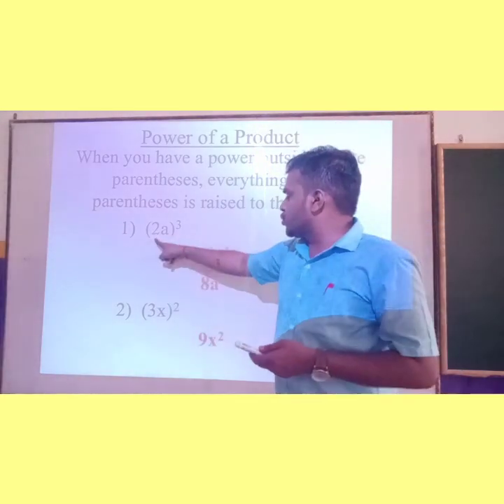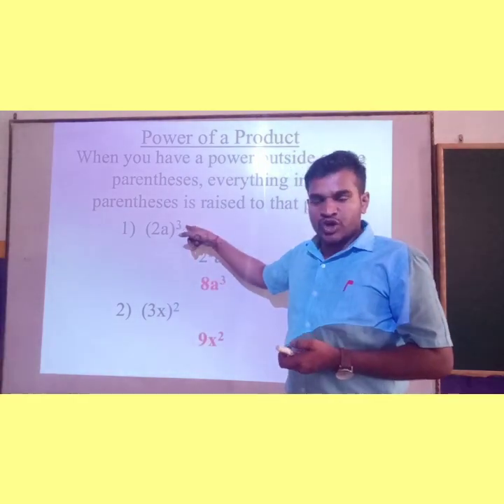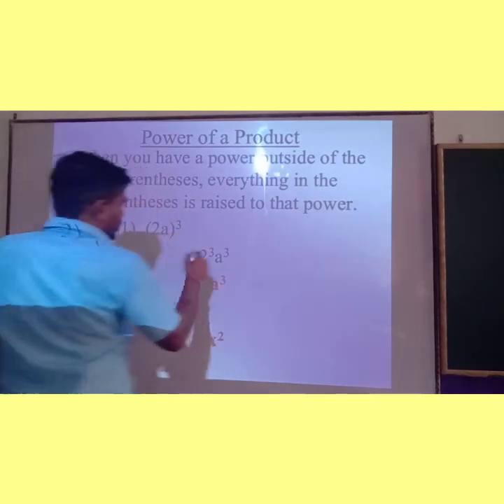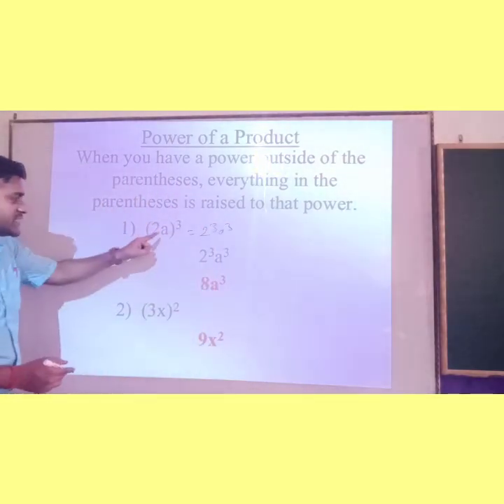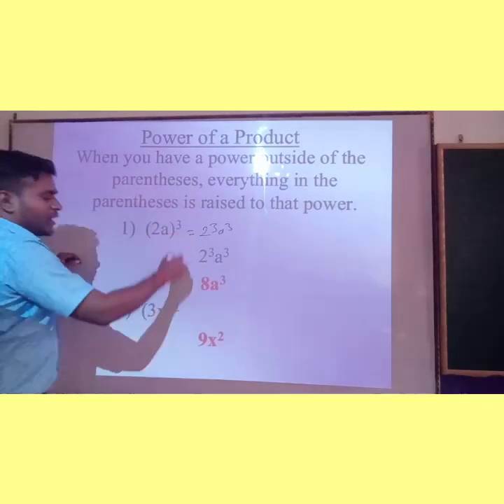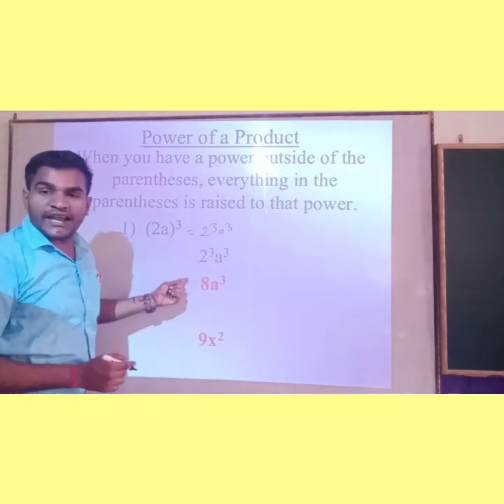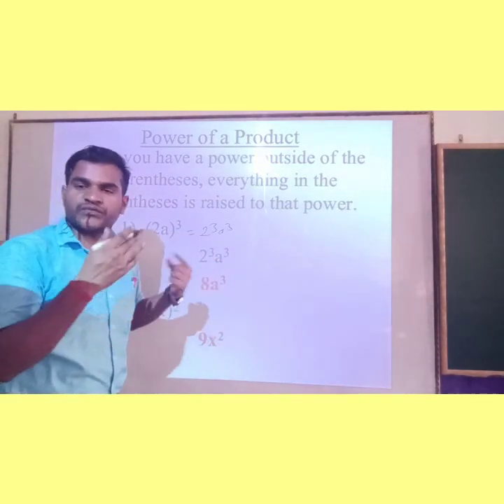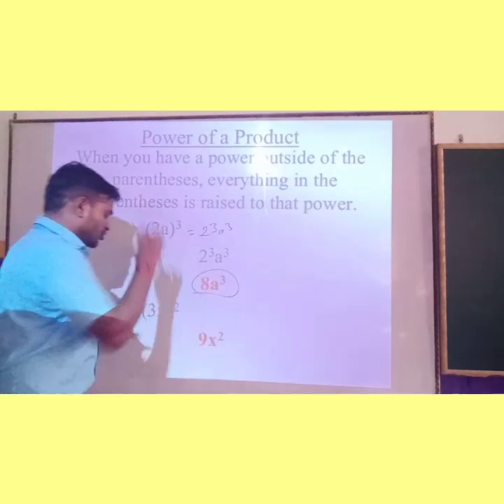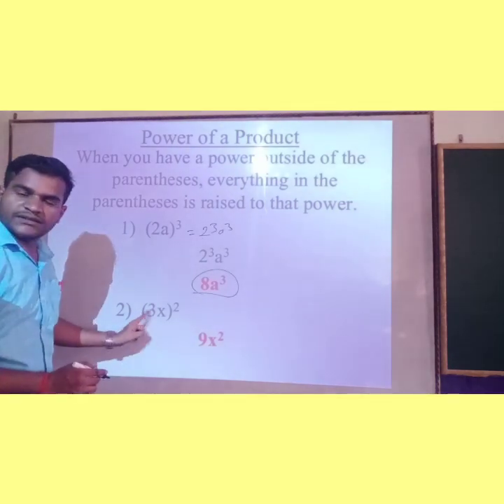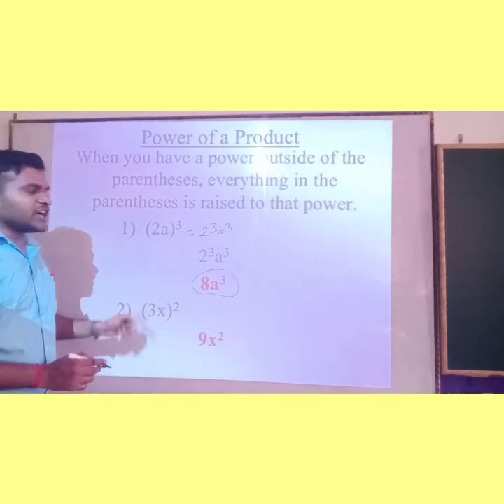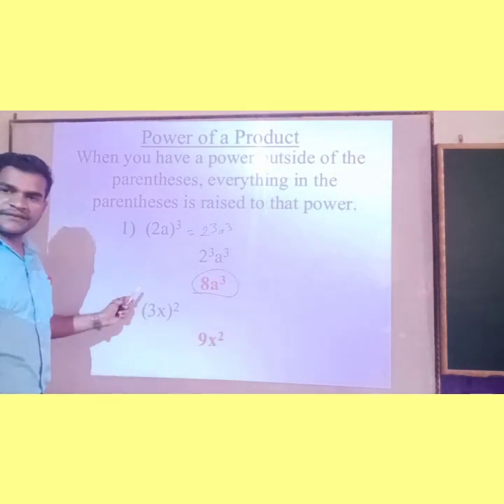So children, 2a whole cube. So what we can write, 2 cube and a cube. Everything in the parenthesis raised to that power. So 2 cube, that is 8. 2 into 2 into 2. 2 2s are 4, 2 4s are 8. So 8a cube. Like that here, 3x whole square. So 3 square, that is 9. X square. Clear?